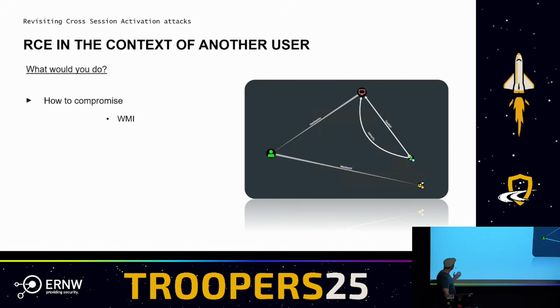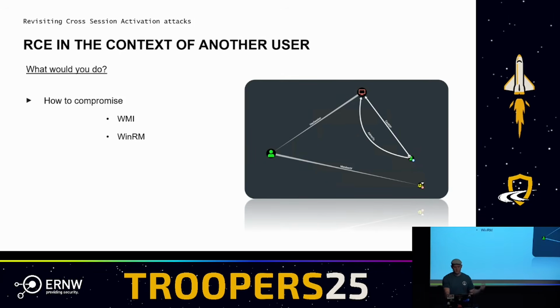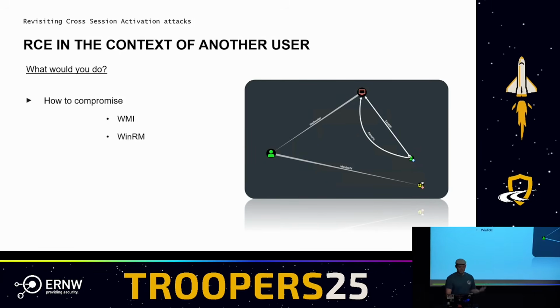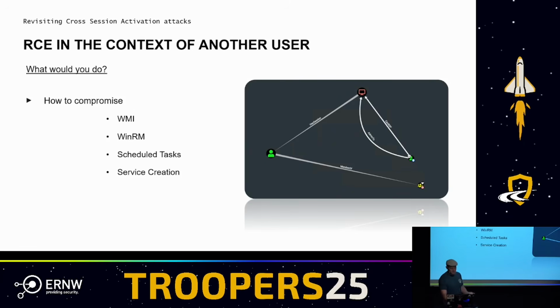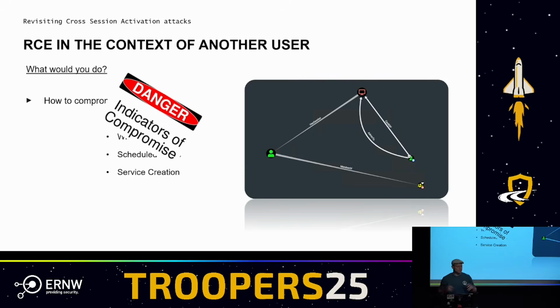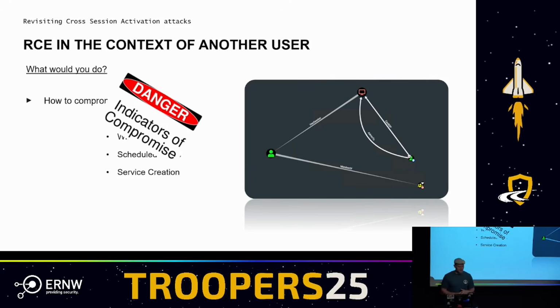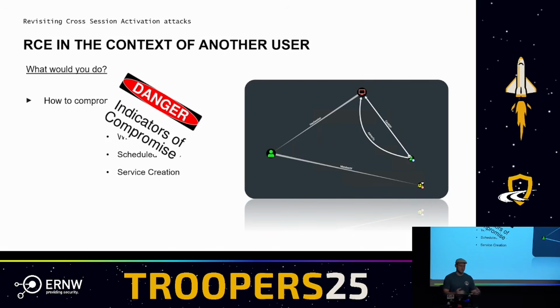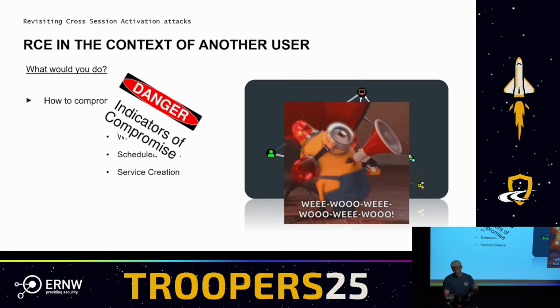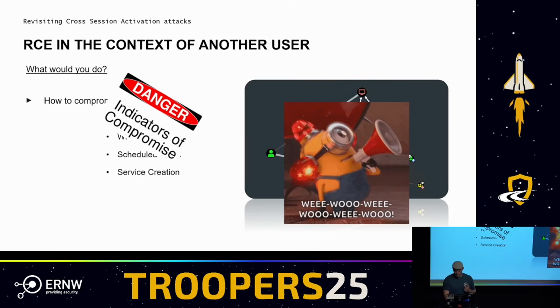How would you usually compromise the system? How would you initially go for code execution? So for example, via WMI, via WinRM, or via scheduled task execution, or remote service creation. These are the most well-known, most used techniques for lateral movement and code execution, but these are also well documented, and many of the tools that are public, if you just use them out of the box, you will also generate alerts or get detected.